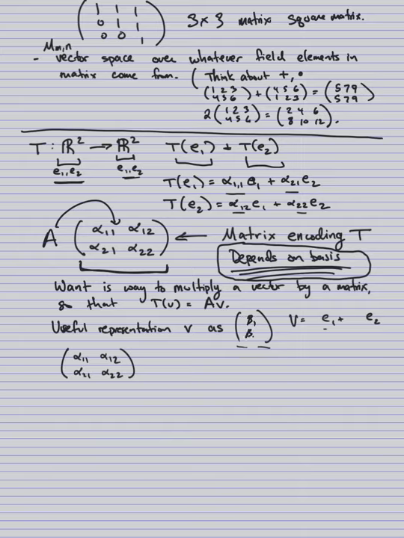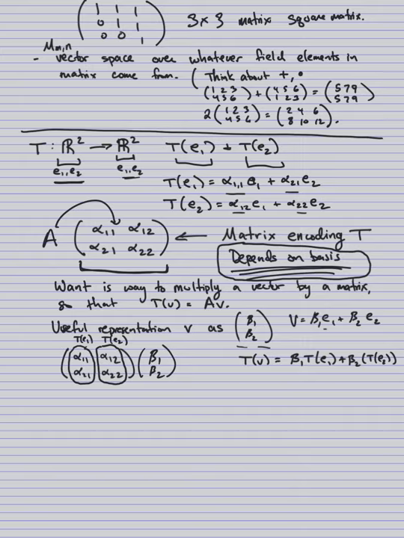So I have beta 1, beta 2, okay? Okay, so now what we know is that T of V is beta 1 T of alpha 1 plus beta 2 T of alpha 2, okay? And here, these are the numbers that I've encoded, T of E1 and T of E2. Sorry, I think I said alpha, okay?